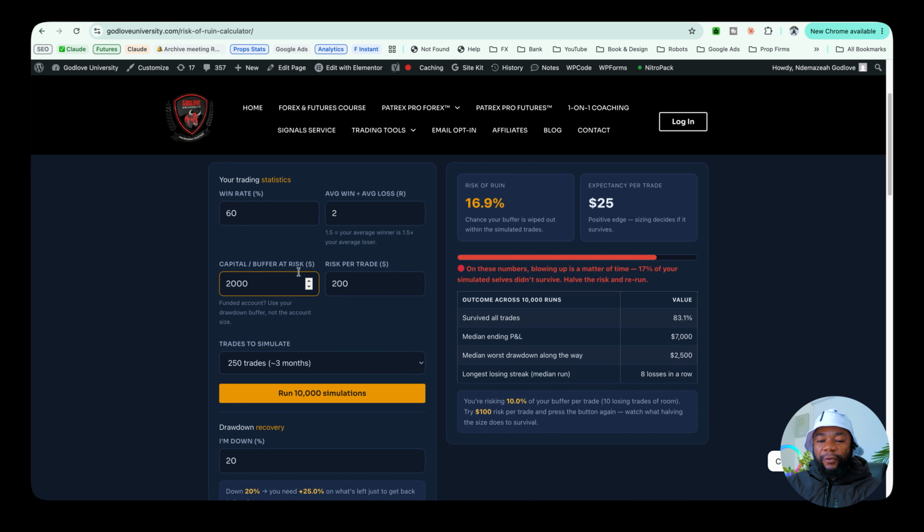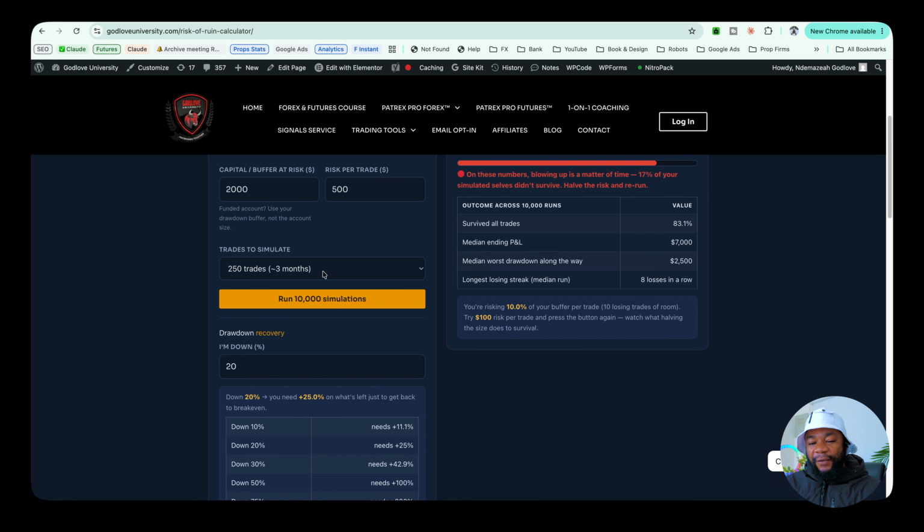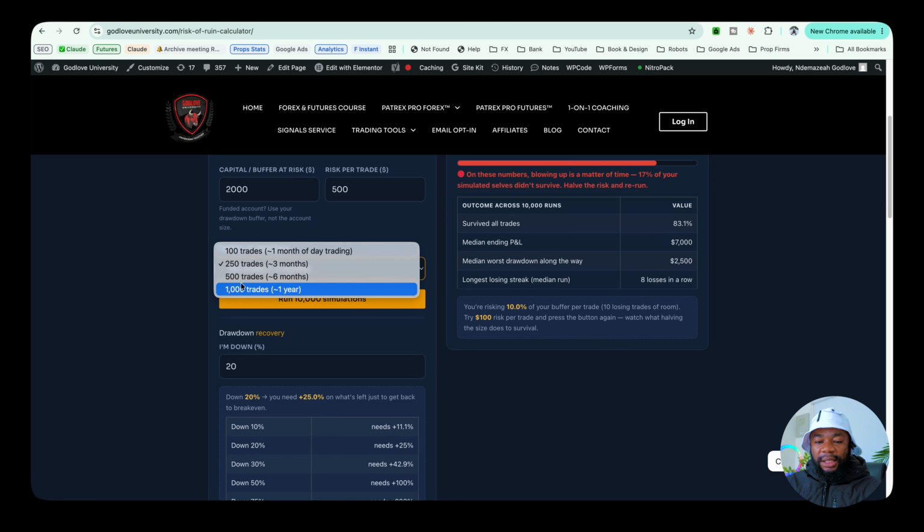Your capital or your buffer at risk, let's just leave it on 2,000. Risk per trade, remember this also represents our drawdown. Let's say we're risking 1% of our account per trade, right? And let's not be too generous. Let's put this win rate on even 55%. Total trades to simulate, let's just go for 100 trades and simulate them to see.